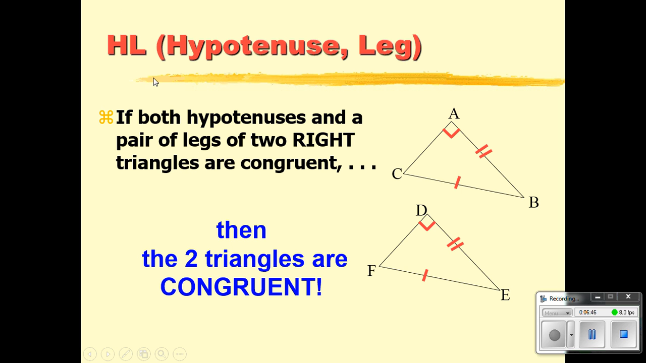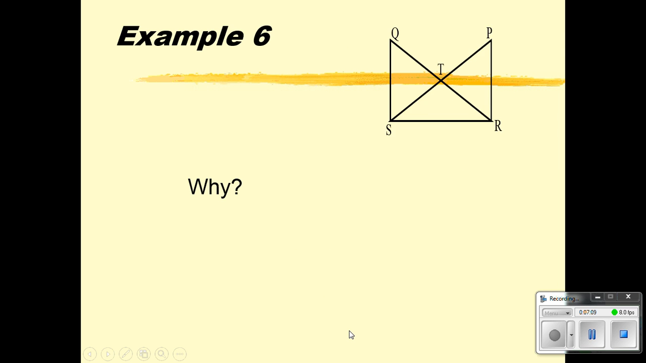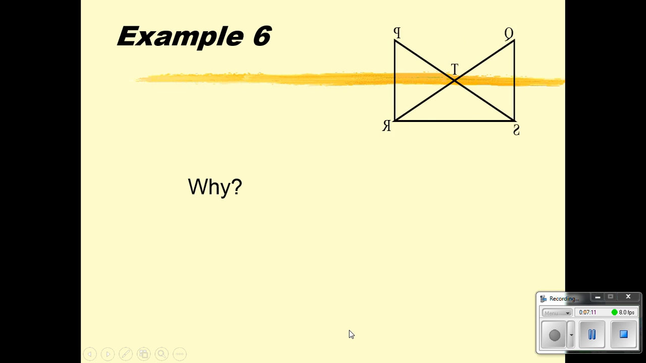So we call this the hypotenuse leg theorem. If you have a right triangle, so we know it's a 90-degree angle, and we have one of the legs and the hypotenuse that we know are congruent, then we can use hypotenuse leg to show that it's congruent. It only works for right triangles. So this is the only case of SSA that works. It has to be a 90-degree angle. So let's look at an example.